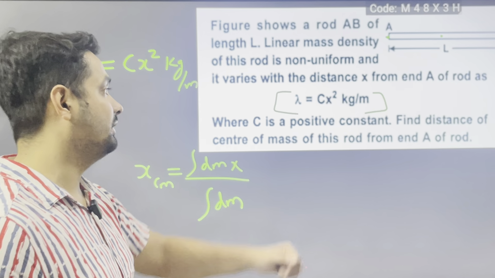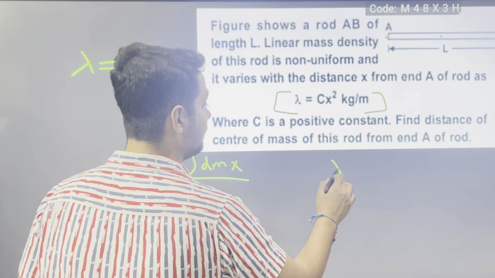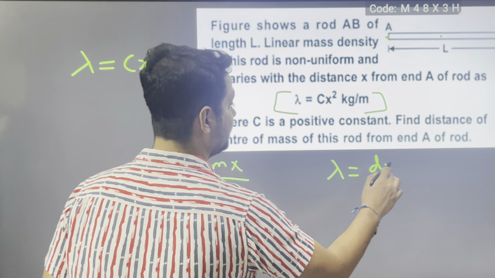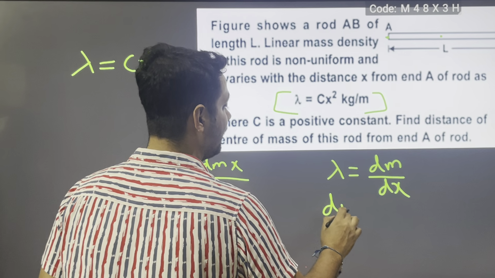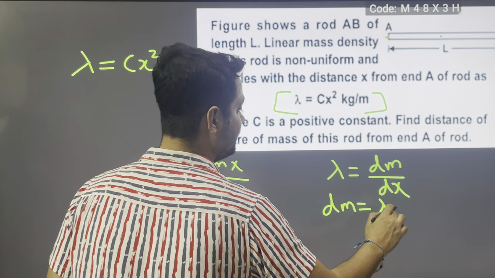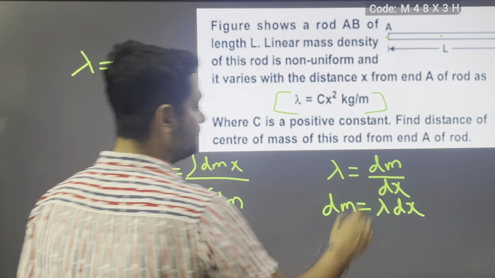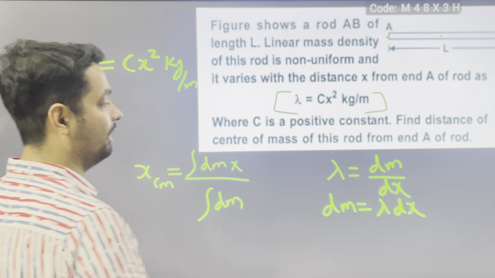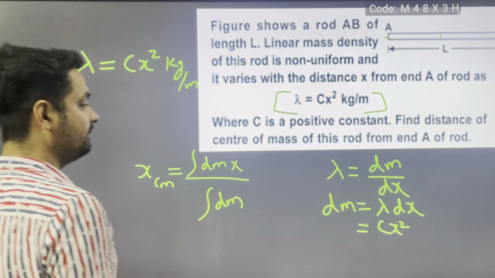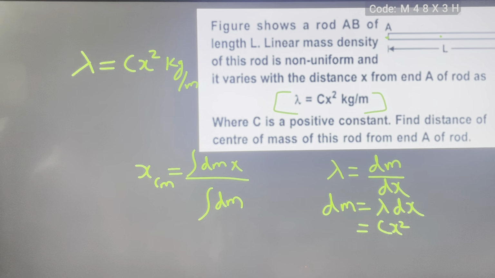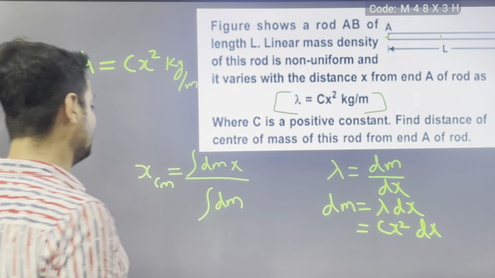Here lambda is given. Lambda is the mass density, that is dm by dx, mass per unit length. Then dm is lambda dx. Lambda is the linear mass density, which is not uniform, and its value is cx square. Correct? So the dm value we got is cx square dx.